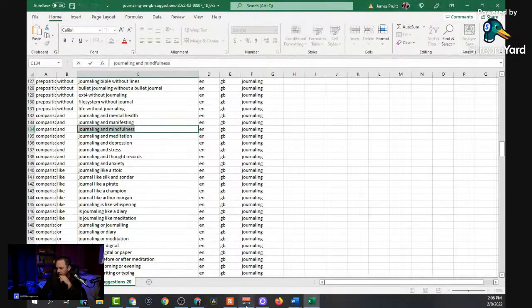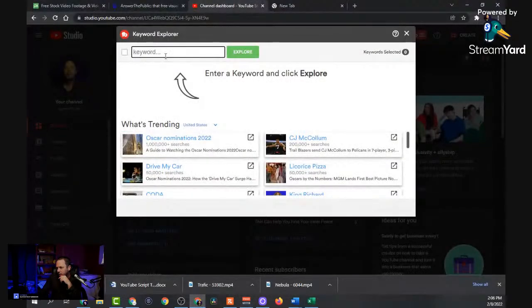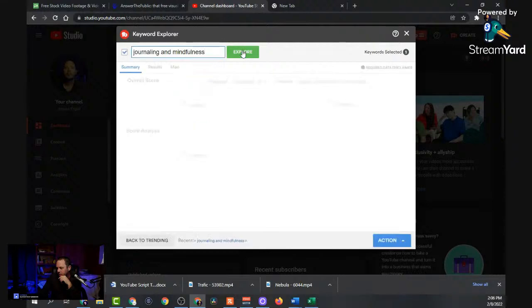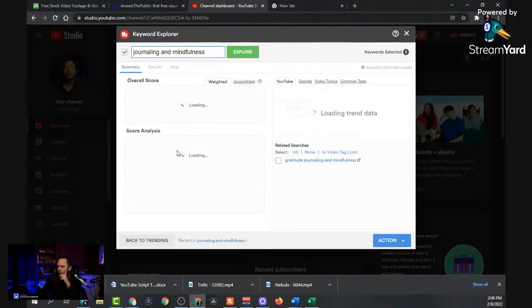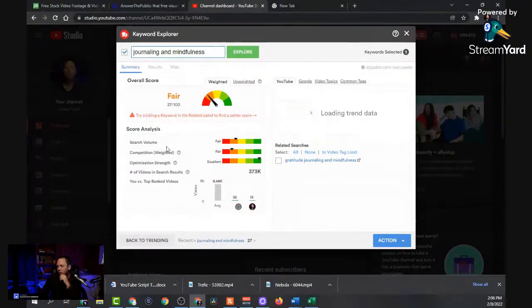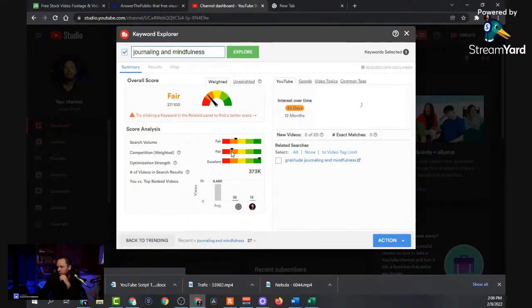I'm going to copy that. We're going to go back over here to TubeBuddy and we're going to paste it in and explore. And what this is going to do is bring up the results. Search is kind of low, competition is kind of low. It's not a really great keyword, but I can look at a few things too. My optimization strength is really good though. So my channel could be highly optimized for ranking for that keyword, but it doesn't get a whole lot of search. And that's really going to be one of the big things.